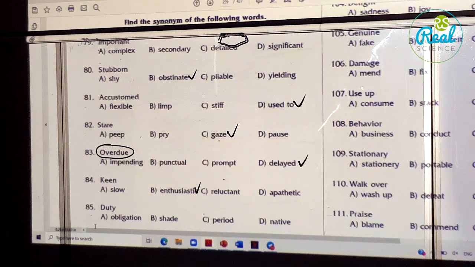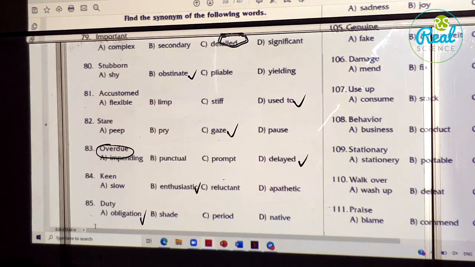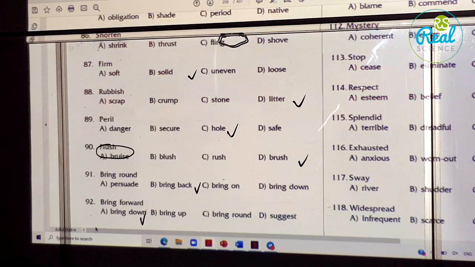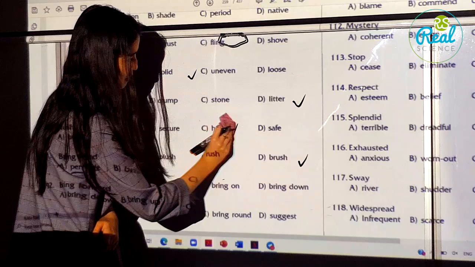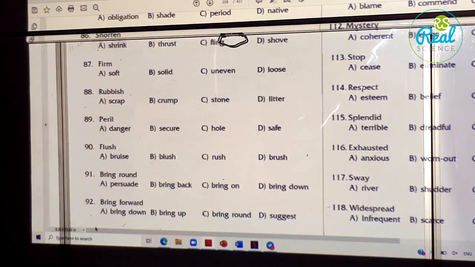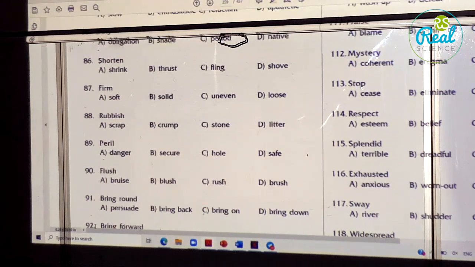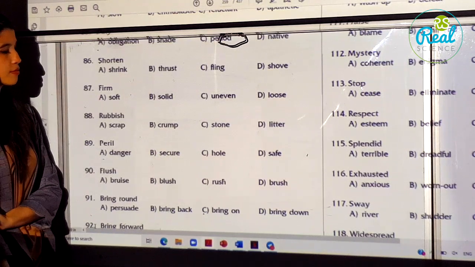Correct. Duty. Obligation. It's repeated now. Call of Duty. Okay, it's the last question. Then we will watch the video. Shorten, shrink, thrust, fling, or show. A.